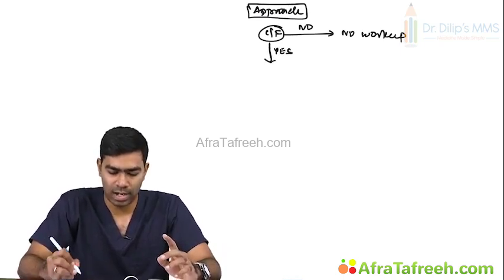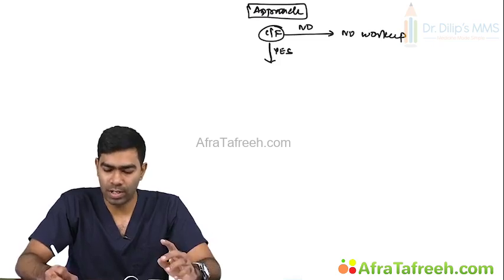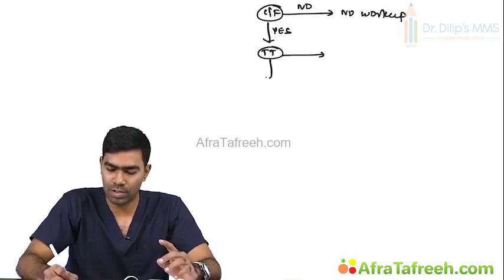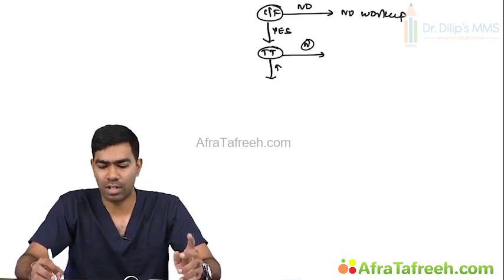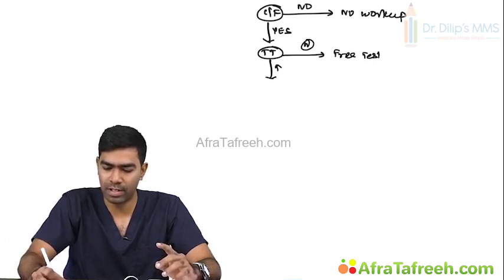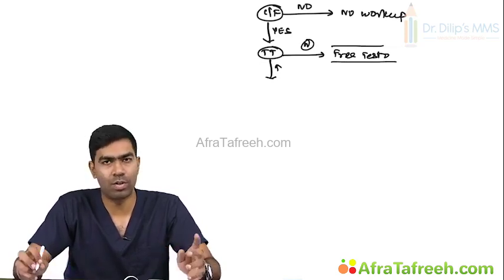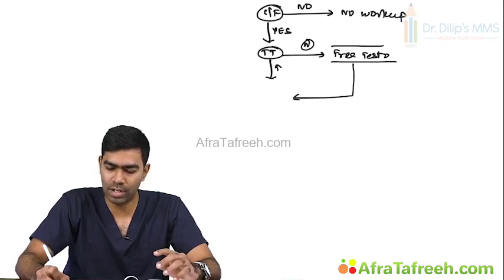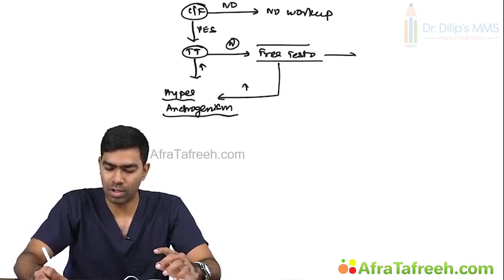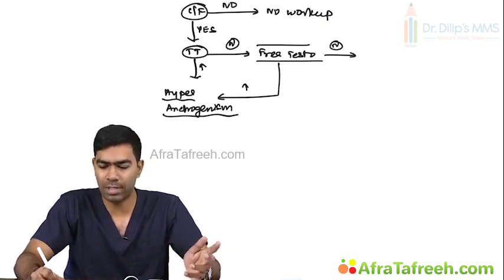If I have clinical hyperandrogenism, then obviously I will be doing serum total testosterone levels. If total testosterone levels are elevated, or if total testosterone levels are normal, then I have to do a free testosterone because clinically I am having a severe hyperandrogenism. So I have to do a free testosterone. If the free testosterone is elevated, then definitely I am having a case of hyperandrogenism, both clinical as well as biochemical hyperandrogenism.